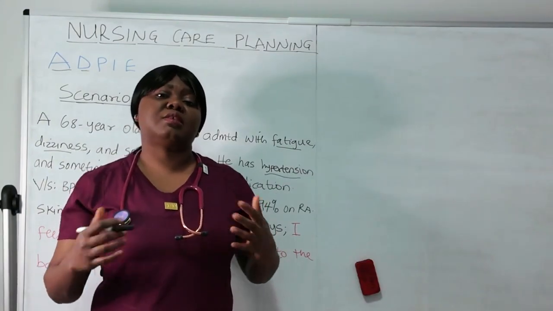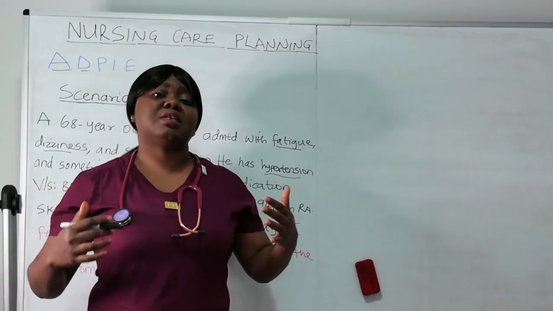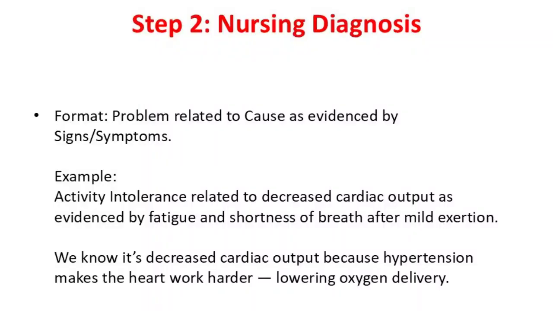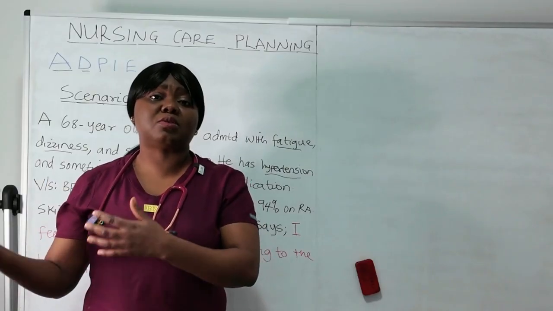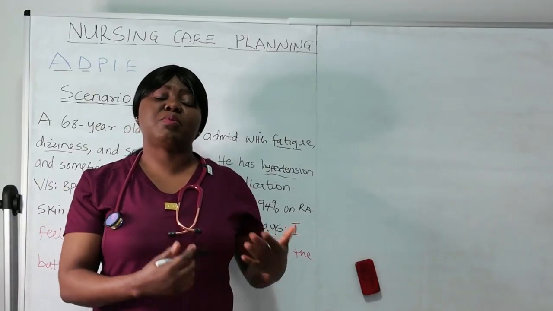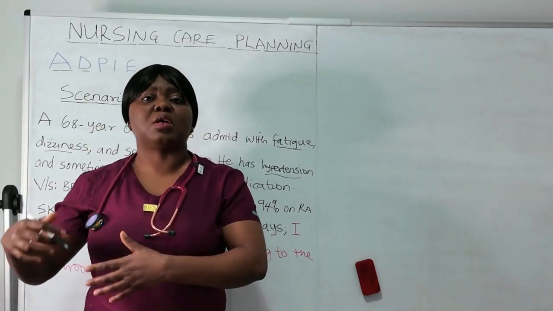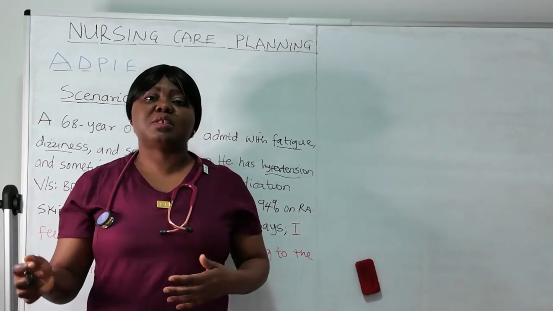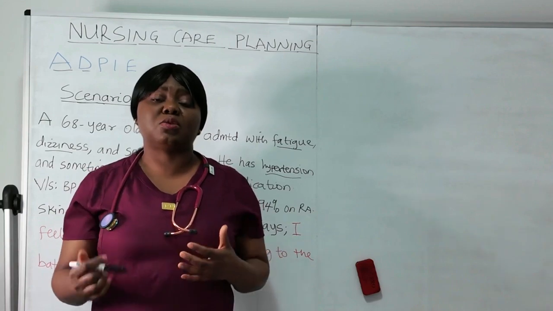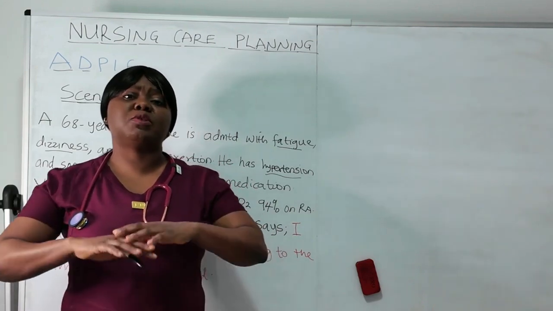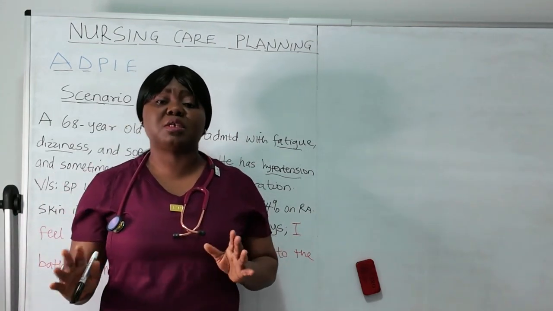Nursing diagnosis has a format. Most times, it's in three parts where we have the problem, we relate it to a cause or etiology, and then we bring out the evidence, what the patient is showing or presenting at that time. Now, we also have a two-part nursing diagnosis where you have the problem and you just relate it to the cause. So, for instance, when we say risk for this, risk for that, most times it's just a two-part nursing diagnosis. Now, for nursing diagnosis, you don't need to cram it at all.